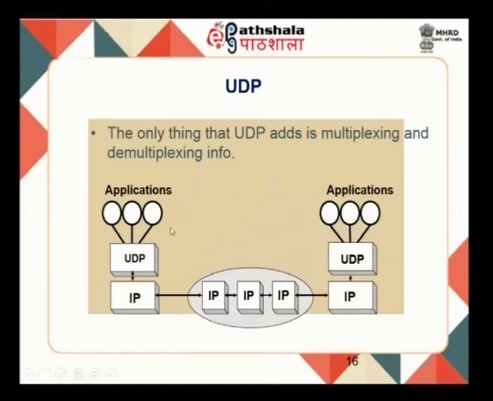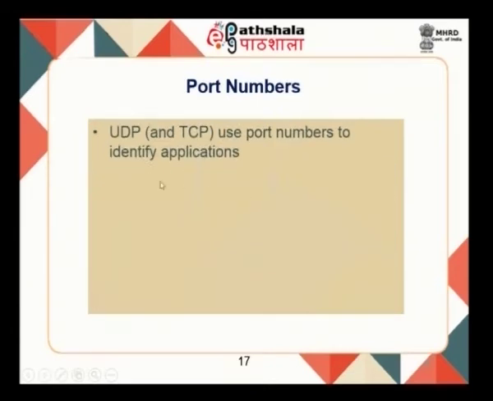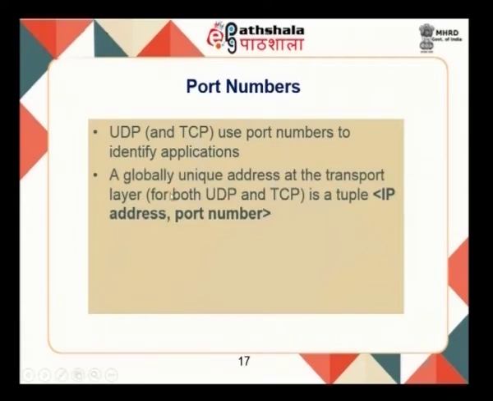So, you have different applications running on top of UDP, and this multiplexing and demultiplexing is done with the help of port numbers. In fact, UDP and TCP both use port numbers to identify the applications. So, a globally unique address at the transport layer for both UDP and TCP is normally considered to be a tuple, that is, the combination of the IP address and port number.